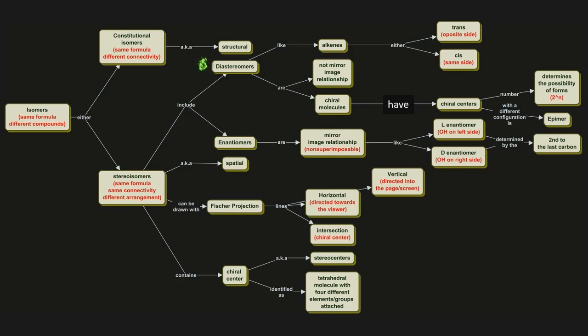A diastereomer is not a mirror image like an enantiomer, but it usually has two or more chiral carbons, and the geometrical shape has both cis and trans, which I am going to present later. So again, diastereomers are not mirror images. They do not have that relationship.